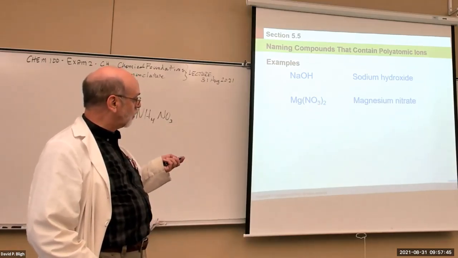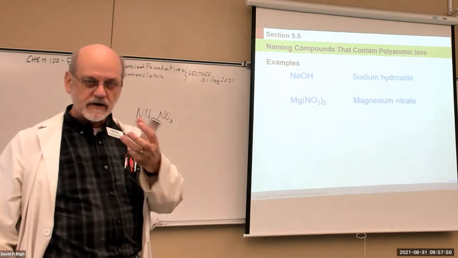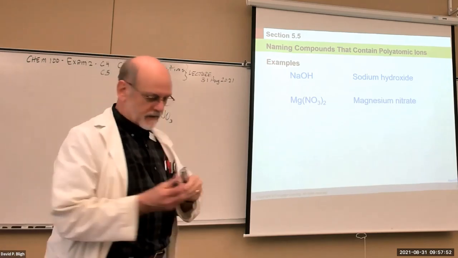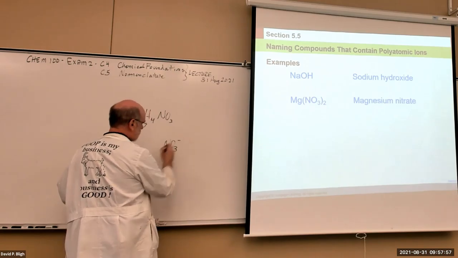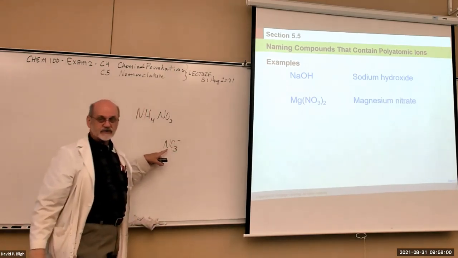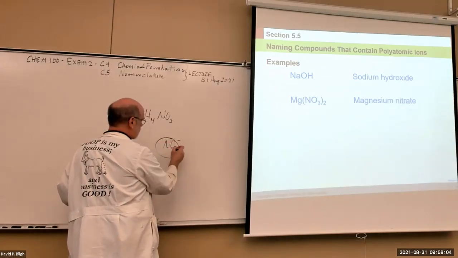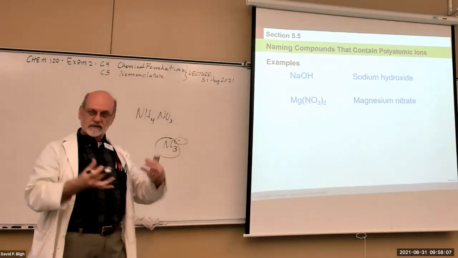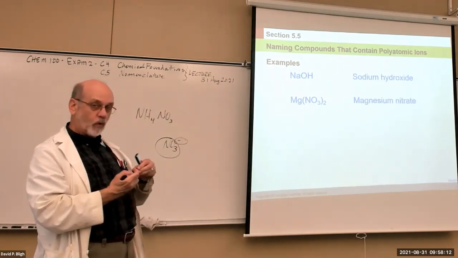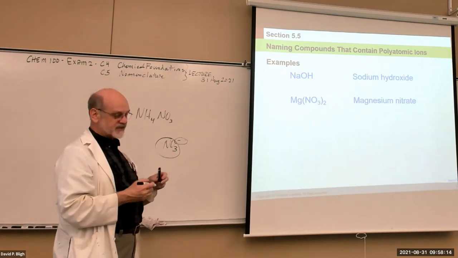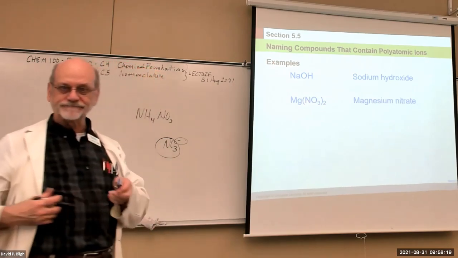And notice when you have more than one polyatomic, you don't change the subscripts of the polyatomic ion. It behaves as a unit. So what that means is this nitrate, that minus charge is not attached to the oxygen. That minus charge is for the whole ion, for the whole collection. So when you need more than one of them, you have to use a parentheses. Okay?